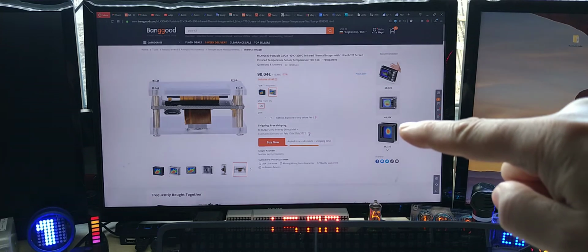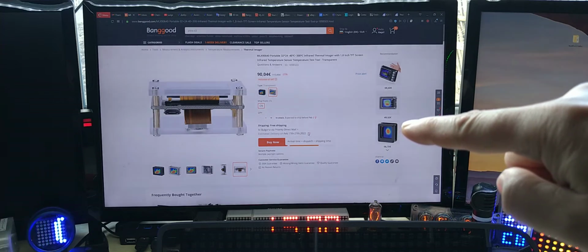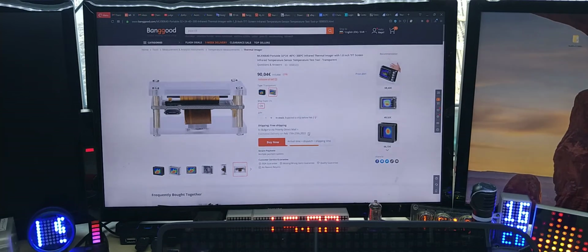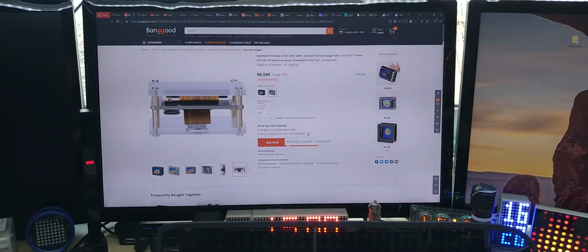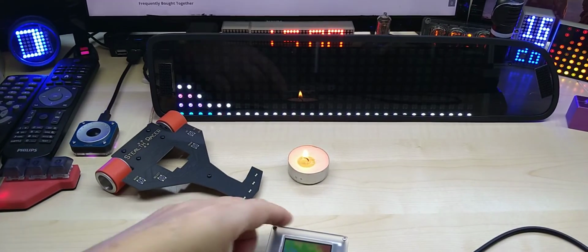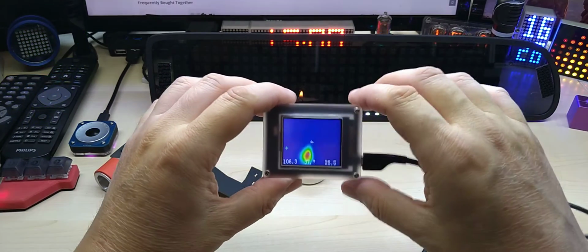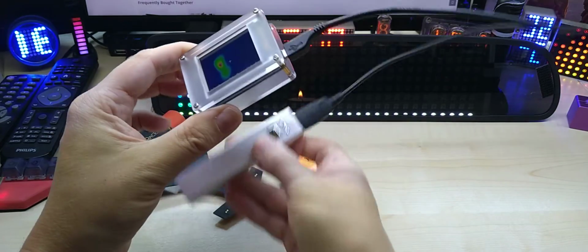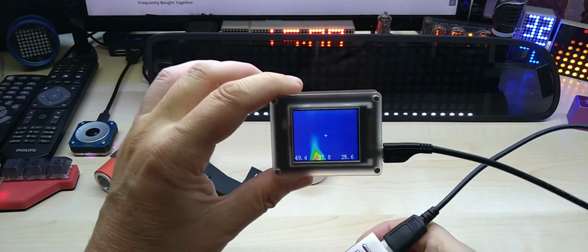This one, for example, has 8x8 resolution, and this one has 32x24. And the range is minus 40 degrees centigrade up to 300. So actually, I will upgrade mine. I will build in a LiPo battery, including a charger, because I don't want to run around like this.